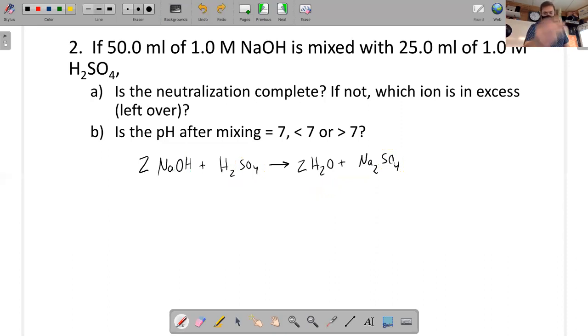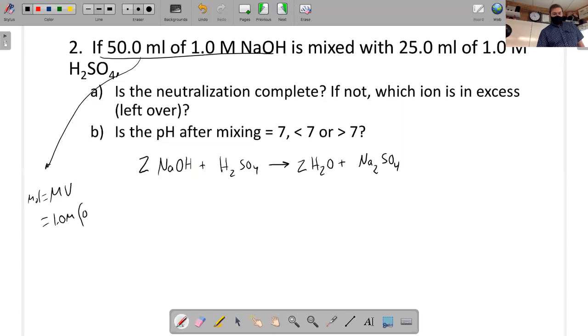Anyway, that's like a little side trick. Okay, now I got 50 milliliters of 1 molar sodium hydroxide. You can figure out how many moles of sodium hydroxide that is. So the number of moles is equal to the molarity times the volume. If I take 1 molar times 50 milliliters, it's the same math as in the last one. It's 0.05 moles.